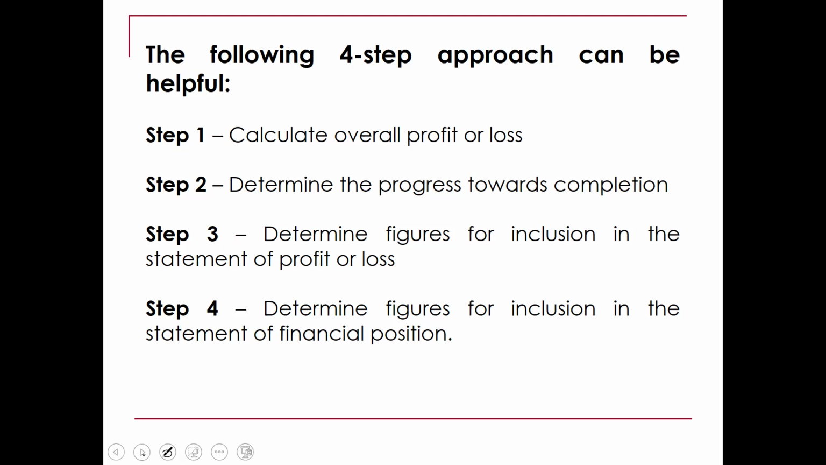The instance could be we are entitled to 10,000, but we have received 12,000 already from the customer, which means we are the ones who owe them 2,000 because they've paid us for work that we have not yet done. So that's the determination of the figures that we need to include in the statement of financial position.